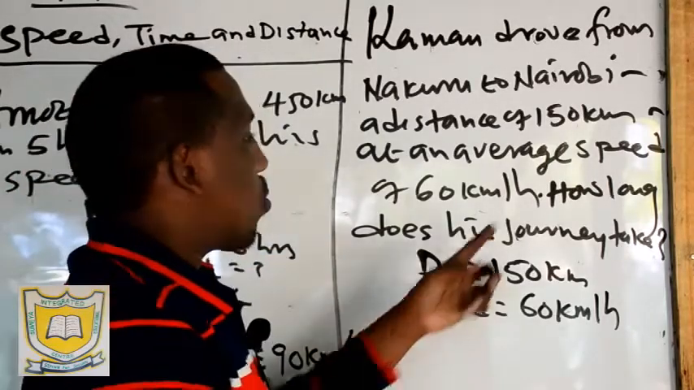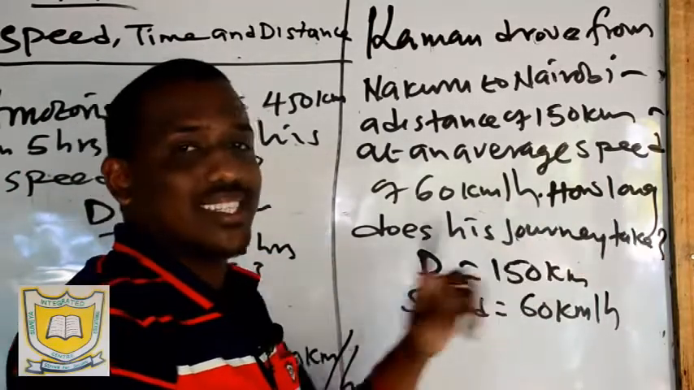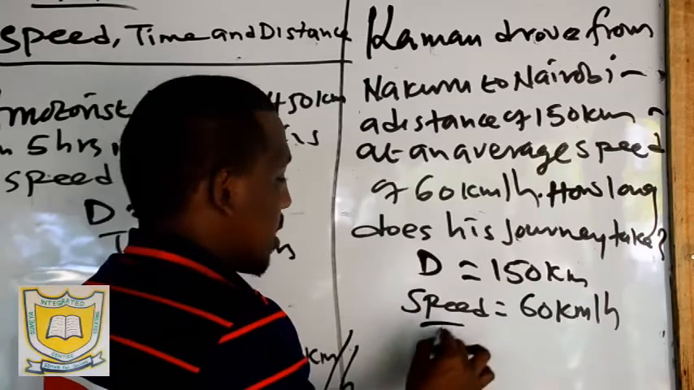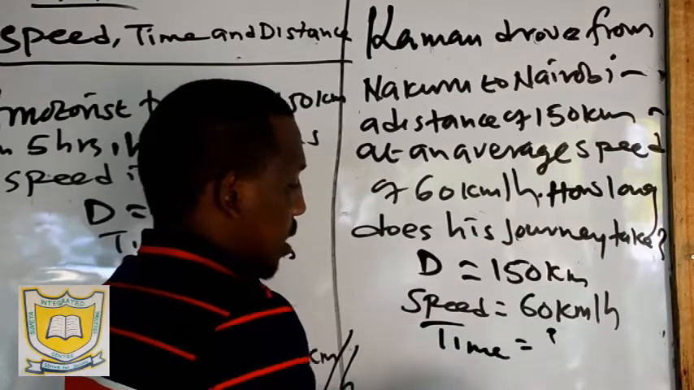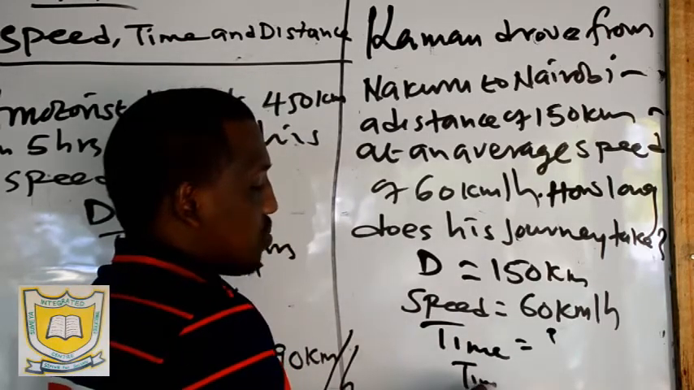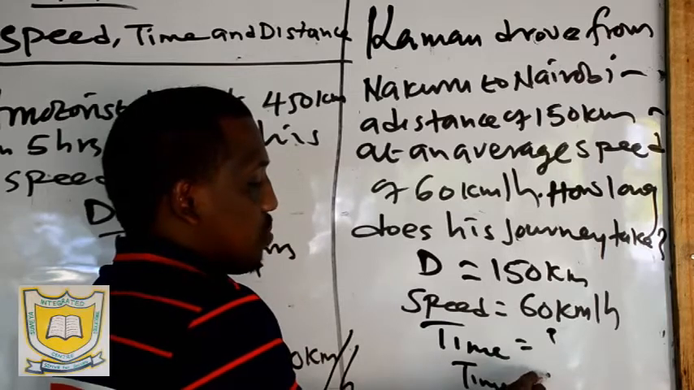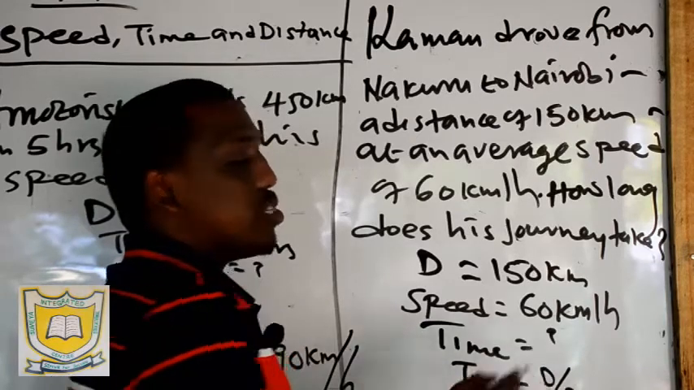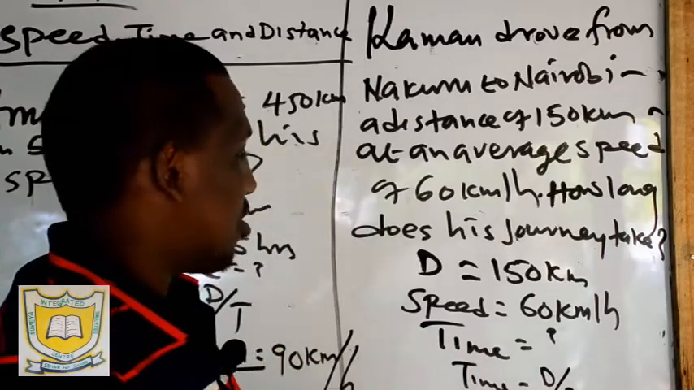Then you are told how long. If you hear how long, that is time. They're asking the time, so we are lacking the time. Time, question mark. So how do we get time? Time is equal to distance over speed.